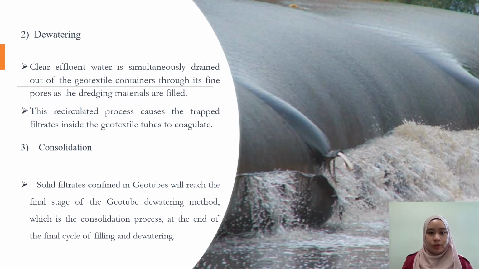The dewatering process follows the filling process in the geotube dewatering method. Clear effluent water is simultaneously drained out of the geotextile containers through its fine pores as the dredging materials are filled. The geotube's volume is lowered, and the solid filtrates are successfully contained inside. Solid filtrate confined in geotubes will reach the final stage of the geotube dewatering method, which is the consolidation process, at the end of the final cycle of filling and dewatering.